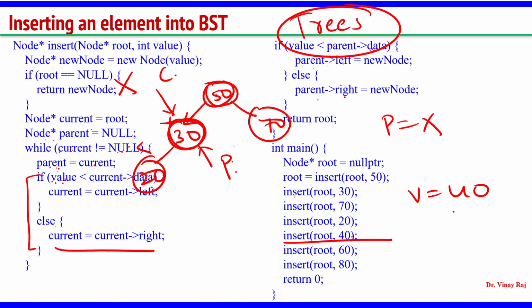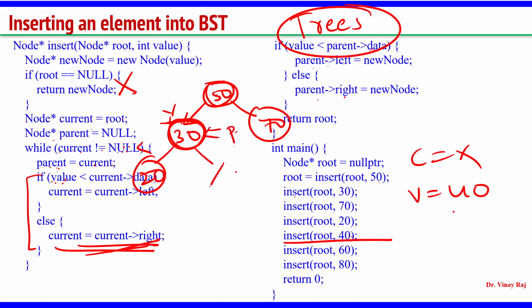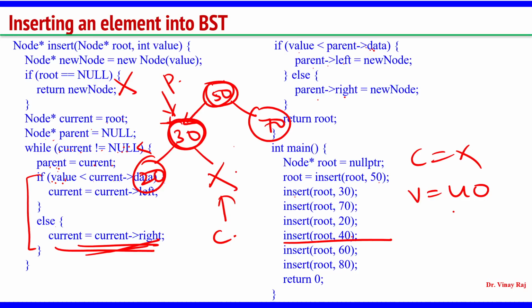Then next iteration, is current not equal to null? Current became null because of this statement, current equal to current right. For 30 there is no right side, it is null only. So my current is pointing here, which is null. In that case, stop this looping. Where is your parent? Your parent is here at 30. Now you come here. If value is less than parent data, 40, is it less than 30? No. Else parent right, that is 30 right, is equal to new node. That new node with element 40 will come here.